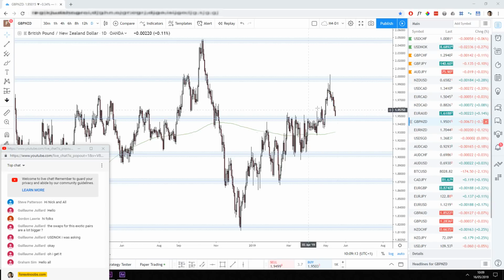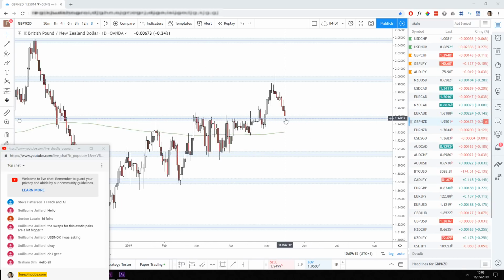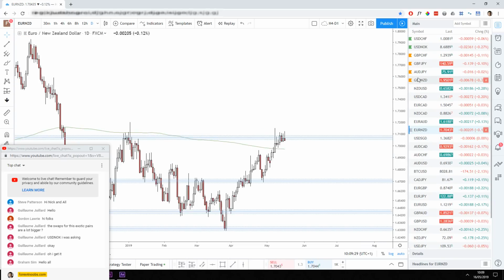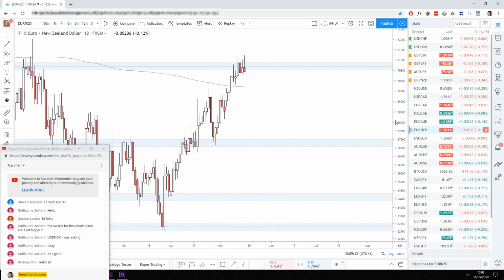Yeah, I'm curious with this one. I want to see what happens here. So I'm going to wait for price to stall out on the support area, if it does stall out. So there's potential long here on GBP New Zealand. It would be a reversal or a continuation reversal. Essentially a continuation trade. Euro New Zealand stalling out at resistance.